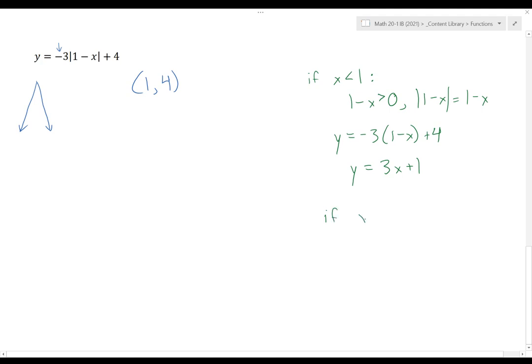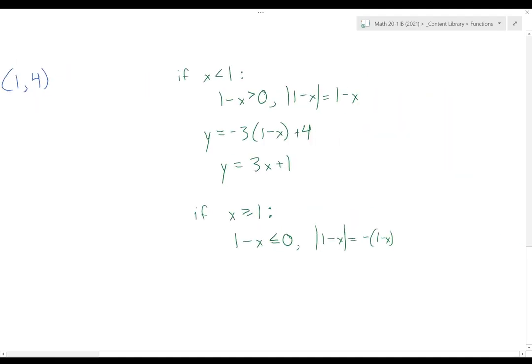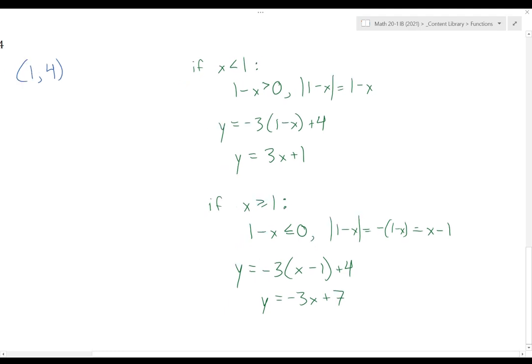If, on the other hand, x is greater than or equal to 1, well, in this case, 1 minus x is actually going to be less than or equal to 0. So think about taking a number bigger than 1, 7, for example. 1 minus 7 gives me a negative number. So that means that the absolute value of 1 minus x has to be the opposite of 1 minus x, which you can write as -1 plus x. I'm going to write it as x minus 1, but they really mean the same thing. So that means y equals -3 times x minus 1 in this interval plus 4. So y equals -3x plus 7. So those are the two equations here.